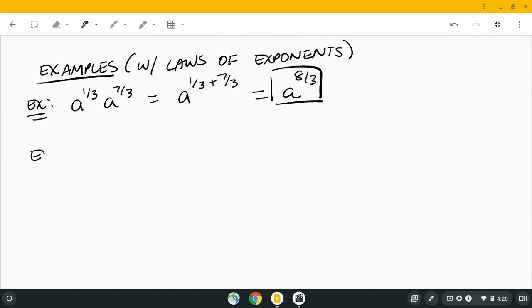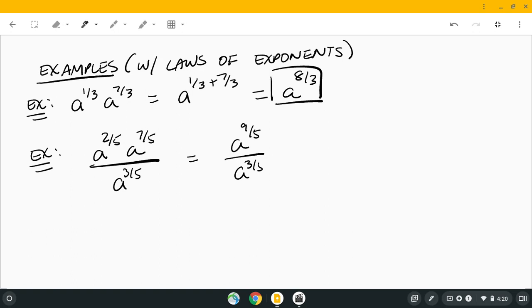Same thing with something like this, a little more complex. If you have a to the 2/5, a to the 7/5, and a to the 3/5 down below. This one's not too crazy because at least they all have common denominators. So I can add the ones above. I can add 2/5 and 7/5, so I get 9/5. And then I have this here, so now I can subtract the exponents. So I get a to the 6/5.